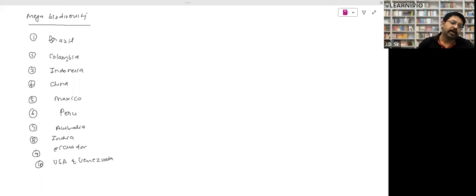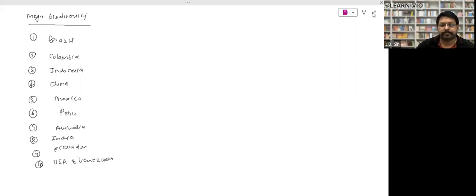Second number, there is Colombia. You can see, look, these all are near the equator. Colombia, then Indonesia, then China, then Mexico. Other than China, Mexico and Peru, they all are equatorial countries. Mexico, then Peru, then Australia, then India, then Ecuador, then USA and Venezuela. Right. So this is the sequence of the mega biodiversity. These are the top 10 mega biodiversity countries of the world, where maximum biodiversity is found.